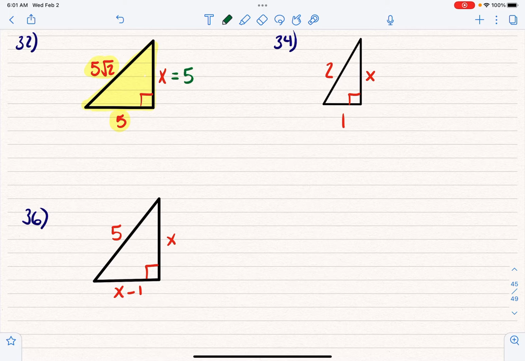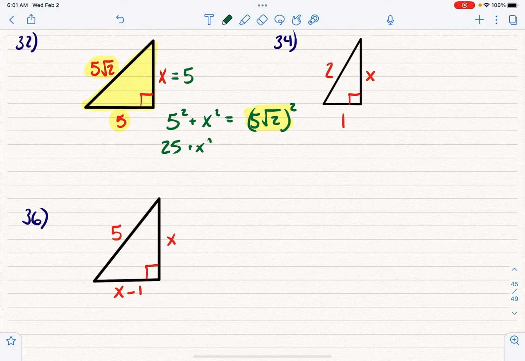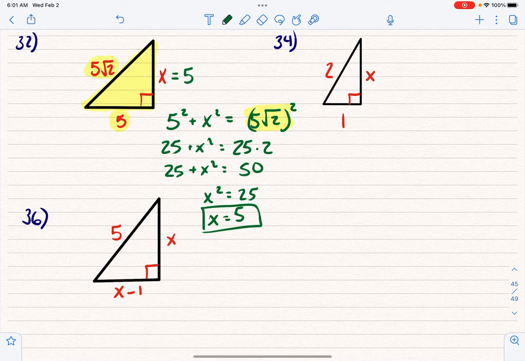But let's say I didn't notice that. I would have 5 squared plus x squared is equal to 5 times the square root of 2, squared. Now, I'm guessing that some people would maybe mess that part up. 5 squared is 25, x squared is just x squared. In this one, 5 squared is 25, and the square root of 2 squared is 2. So you get 25 plus x squared is equal to 50. Subtract the 25 from both sides, you get x squared is equal to 25, so therefore x is 5, just like we said it was. Okay? Let's see here, get rid of all this.